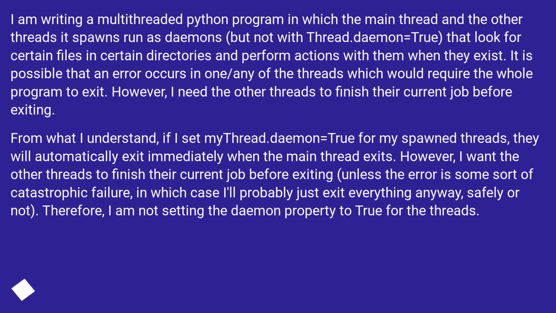From what I understand, if I set mythread.daemon equals true for my spawned threads, they will automatically exit immediately when the main thread exits. However, I want the other threads to finish their current job before exiting, unless the error is some sort of catastrophic failure, in which case I'll probably just exit everything anyway, safely or not. Therefore, I'm not setting the daemon property to true for the threads.